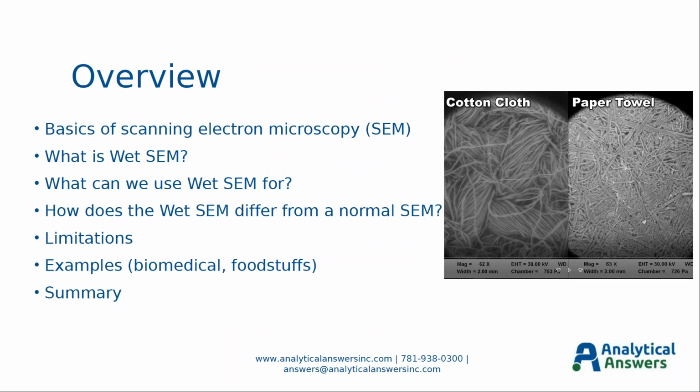So I'm just going to give a quick overview of what I'm going to cover today. I'm just going to do a very quick introduction to the basics of scanning electron microscopy for those who may not be familiar. And that's an example on the right of a scanning electron microscope image. And that's actually a comparison of a piece of cotton cloth to a piece of paper towel, and we'll actually see a video about that later. We'll talk about what wet SEM is and what the difference is between it and just standard scanning electron microscopy. We'll talk about some of the things we can use wet SEM for. We'll get a little technical for a couple of slides where we talk about how the wet SEM differs from a normal SEM and what the limitations are along with the benefits.